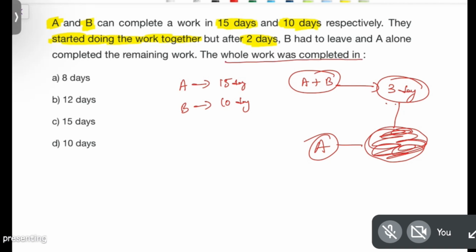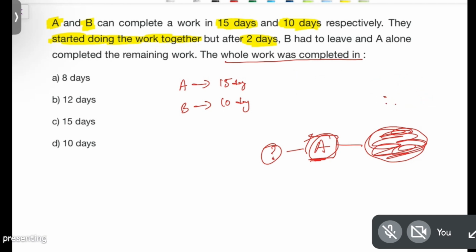That means both of them work for 3 days, and the remaining was done by A. So you need to find how many days A took to finish the remaining work, plus this 3 days will give you the answer. I'll solve by the logical approach first. After that, I'll try to solve by the other way. There's no formula for this one.